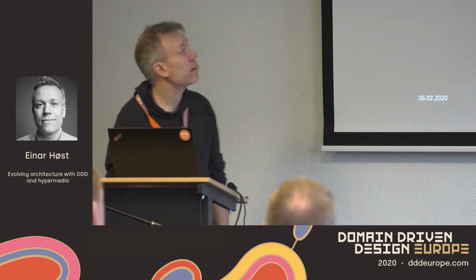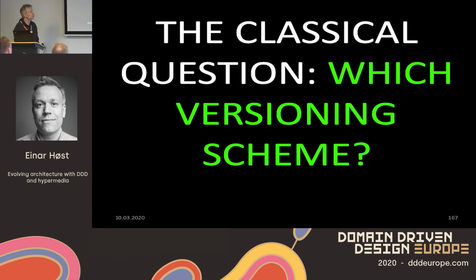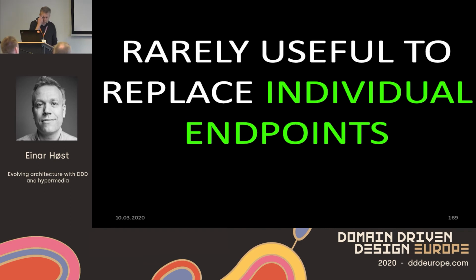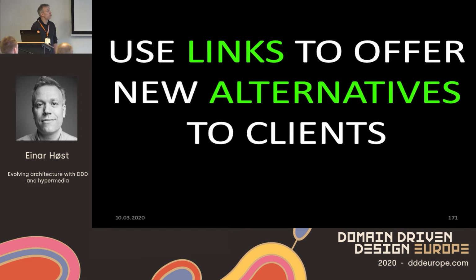And this is interesting, I think, when we talk about evolution and versioning of APIs. Right? So when people talk about versioning of APIs, the classical question is, well, which versioning scheme should we use? Should we version in the URLs? Should we do content negotiation? That sounds more hypermedia-like, maybe we should do that. Our experience has been that it's not so relevant as you might think, or at least not for us. Because for us, it's rarely useful to replace individual endpoints, right? So I'm going to take this one out now and replace it with a slightly better one. Instead, we'd like to try to offer new and improved narratives for the clients, right? And then we use these links to offer the new alternatives to the clients.